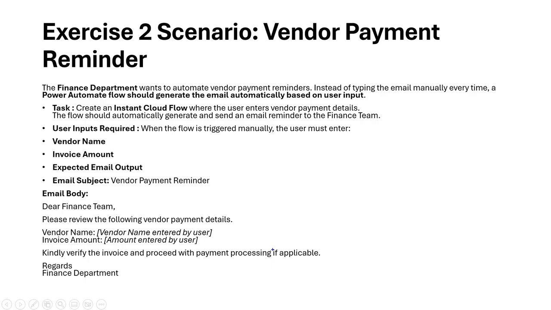Under name, you have to get the input. Vendor name should be input. Last session, the training name is the input. Here, two inputs: vendor name and invoice amount.